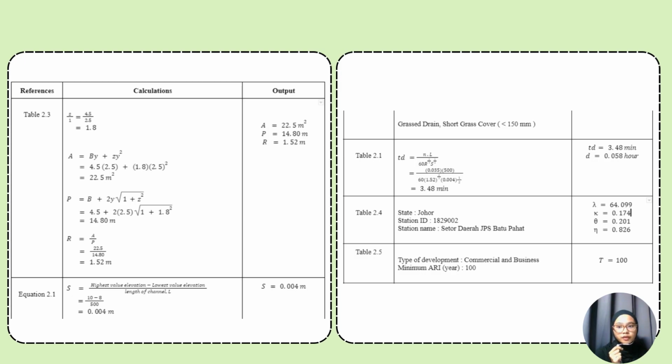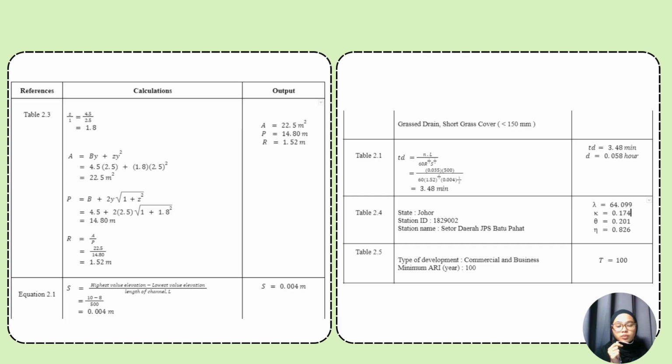Then we have to find the friction slope, which is S. Our S is 0.004. And then we have to determine the Manning roughness. Our drainage is short grass cover, less than 150 millimeter, so our N is 0.035.